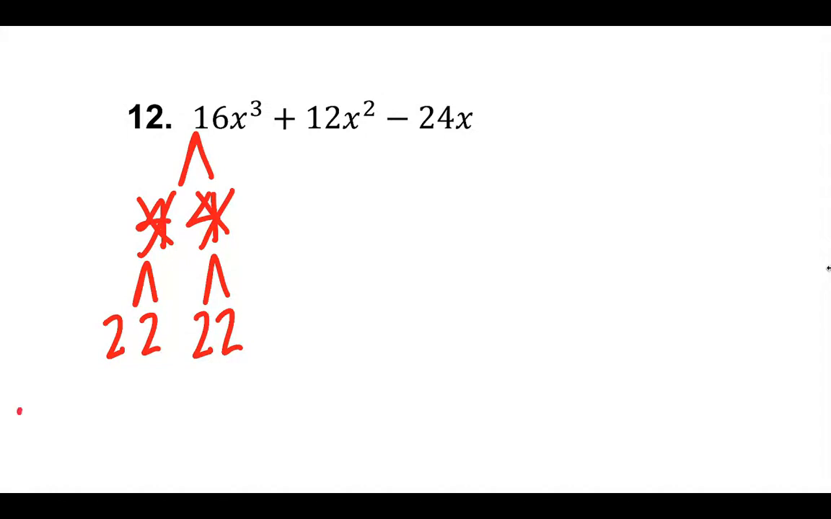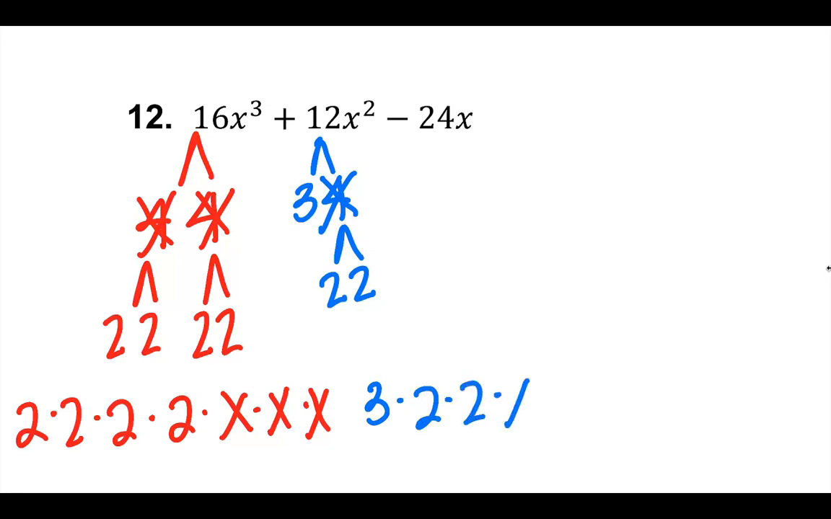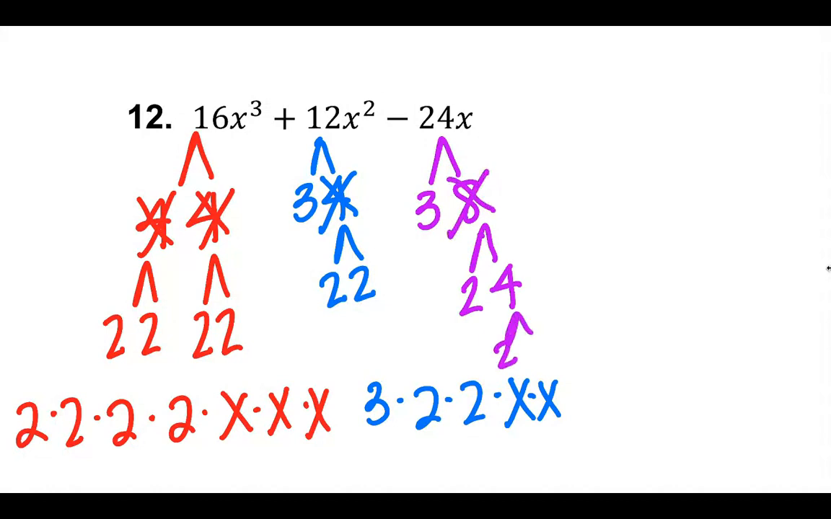So really this is 2 times 2 times 2 times 2 times 3x's. Then I've got this middle piece, which is 3 times 4. So the middle piece is really 3 times 2 times 2, and then I've got 2 x's. And then this last piece is 24, which is 3 times 2 times 2 times 2 times 1x.